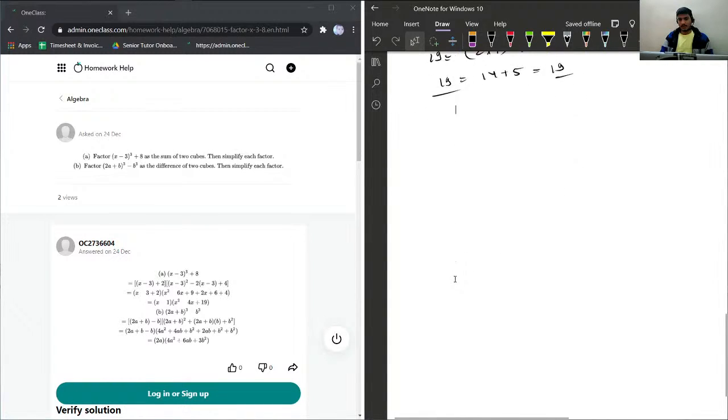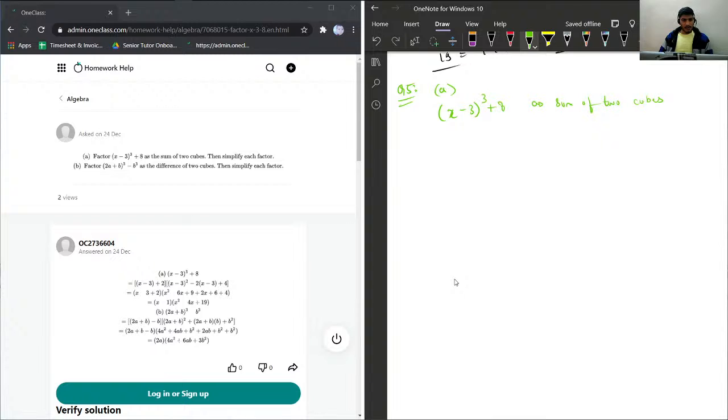So this will be question number 5. It has two parts. I'll first start with part A. We have been given an expression, x minus 3 whole cube plus 8, as the sum of two cubes, and then we need to simplify.